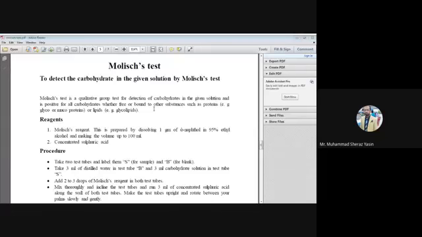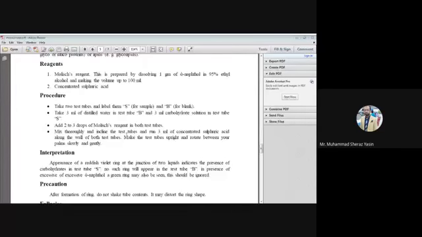The second chemical which is required is the concentrated sulfuric acid, and it would be already available in the lab in prepared form. You don't need to dilute it. You will use it as it is available in the lab. Then the second part of this experiment is the procedure. How can you go with the experimentation?